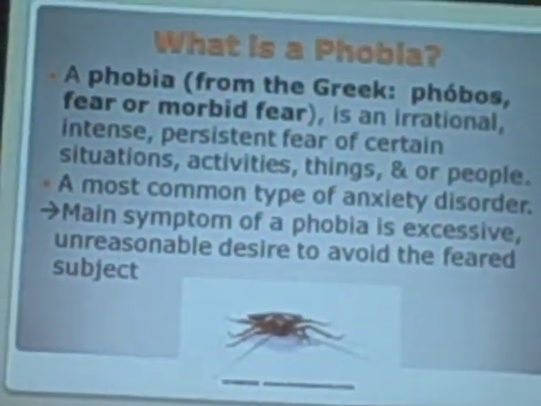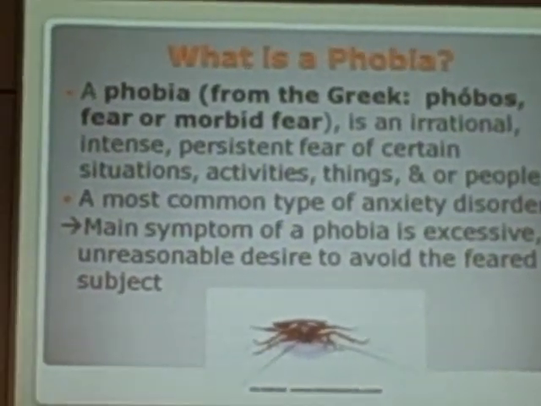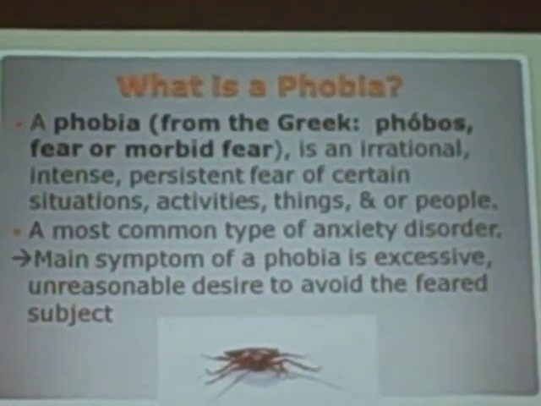What is a phobia? A phobia is from the Greek language, phobos, meaning fear or morbid fear. It's an irrational, intense, persistent fear of any situation, normally from a personal situation as a young kid that grows into adulthood, or just any type of situation that was fearful. It's the most common type of anxiety disorder, and the main symptom of a phobia is an excessive, unreasonable desire to avoid the feared subject. And a bug is one of the most common. I've named a few on the next slide.